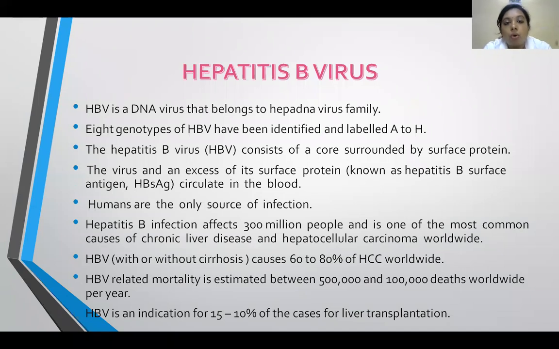Hepatitis B virus is a DNA virus that belongs to the Hepadnaviridae family. Eight genotypes of this hepatitis B virus have been identified, labeled from A to H. The hepatitis B virus consists of a core surrounded by a surface protein, the virus and an excess of its surface protein known as hepatitis B surface antigen, HBsAg.